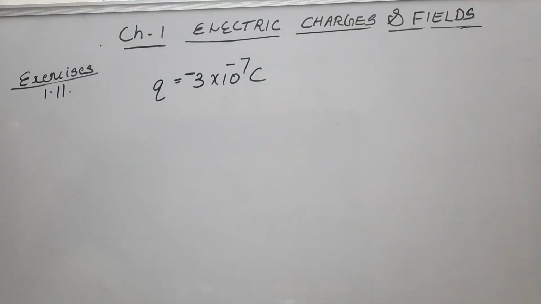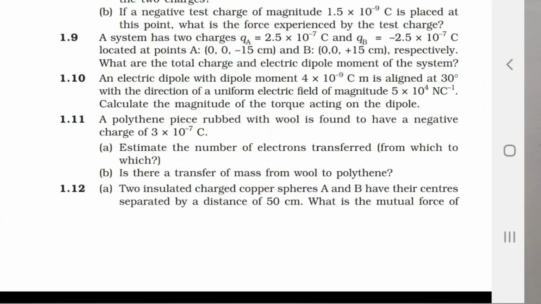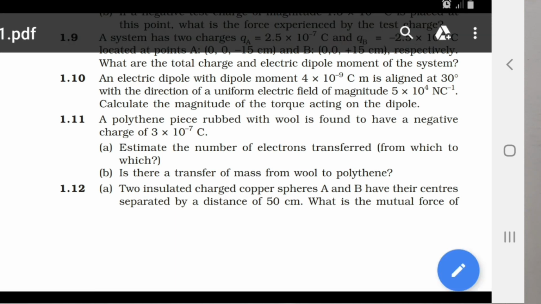Now coming to the next exercise question, that is question 11. The question is like this. A polythene piece rubbed with wool is found to have a negative charge of 3 into 10 raised to minus 7 coulomb. The question has two sub-questions. First one is estimate the number of electrons transferred (from which to which), and second sub-question is, is there a transfer of mass from wool to polythene. Okay, so this belongs to that frictional electricity problem.